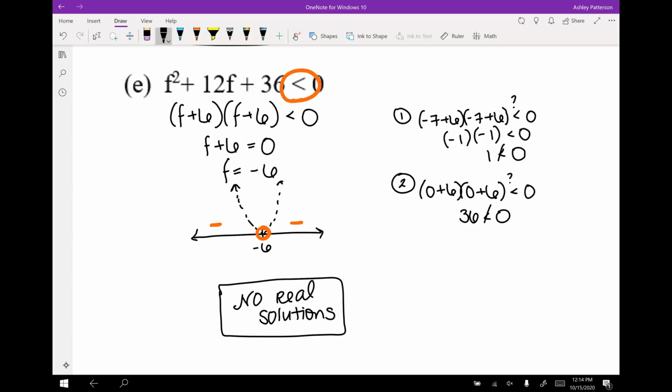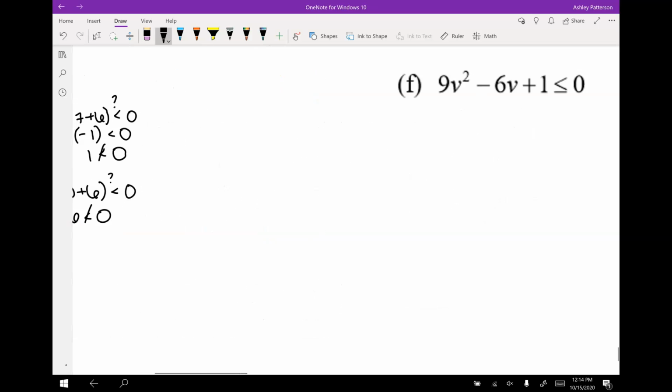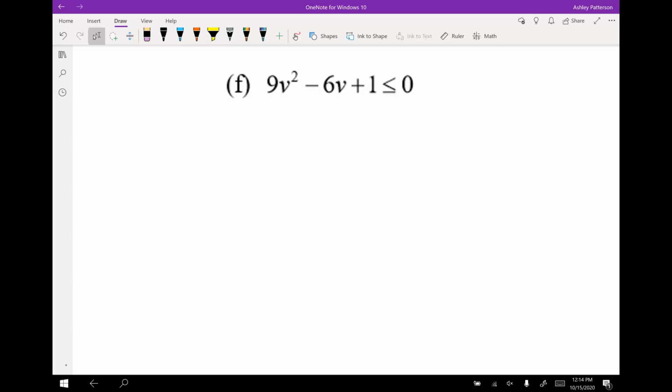So you're seeing a lot of different scenarios in these notes, and I love it. Make sure when you're doing your homework you have this nearby, just in case you come across one of these different scenarios, okay? Last but not least, ladies and gentlemen, 9v squared minus 6v plus 1, less than or equal to 0. Well, again, this factors to 3v minus 1 times 3v minus 1. It is so nice when it is the same factor, right? So I have one double root, and that double root happens to be at 1/3.